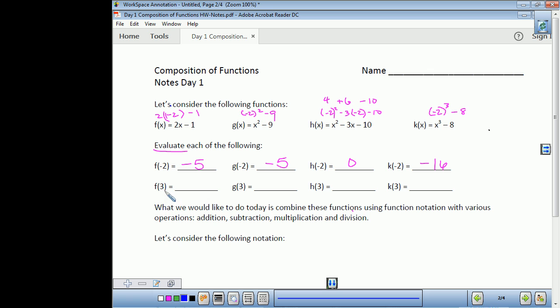Alright. F of 3, what'd you guys get? 5. G of 3. 0. H of 3. K of 3.